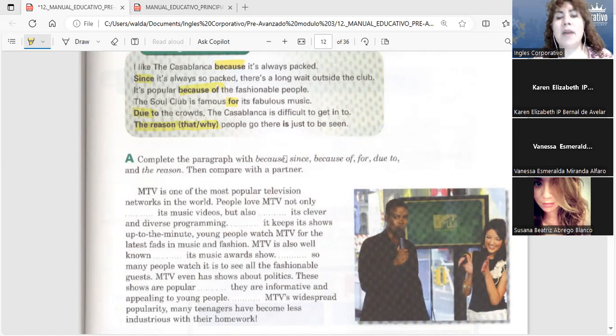Complete the paragraph with because, since, because of, for, and due to. To make it, I think, easier for everybody right now, I will do two things. I will copy this and send it to you guys through the WhatsApp group so that it'll be easier for you to see it. And the second thing I'll do is I'll just let you guys work on it individually. I won't put you into breakout rooms. I think it'll be a lot easier that way.